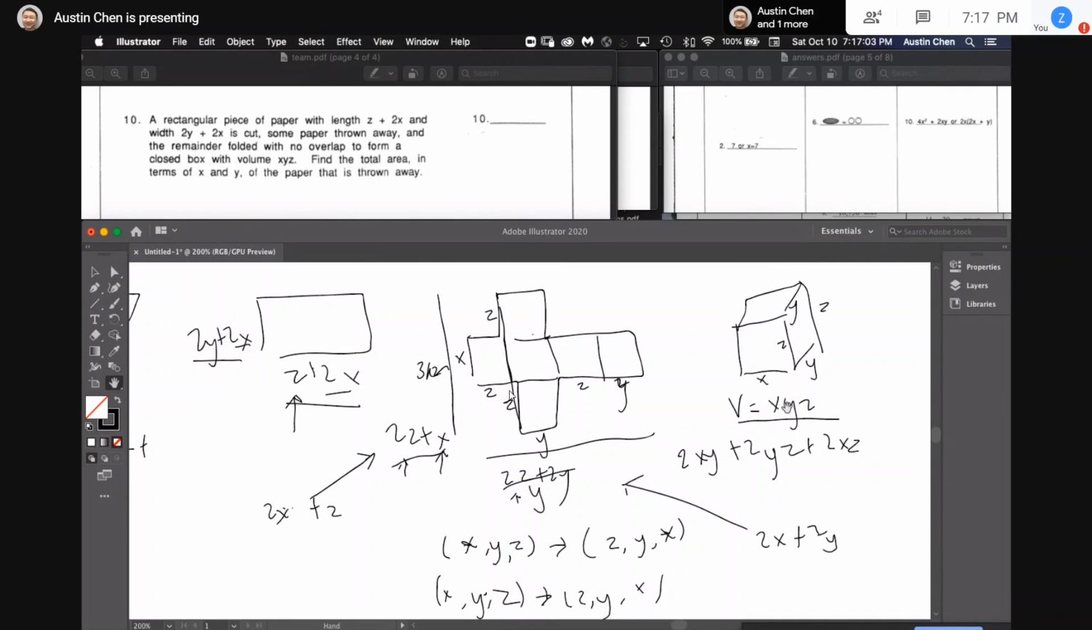Anything you want to say to that part, Bill? Okay, so what Austin's done here is that he's rigorously proved that the box, when it's unfolded, the box that we created can fit in the rectangular piece of paper. Under a time crunch, that's not something you necessarily have to do. You can just assume that it fits in there.